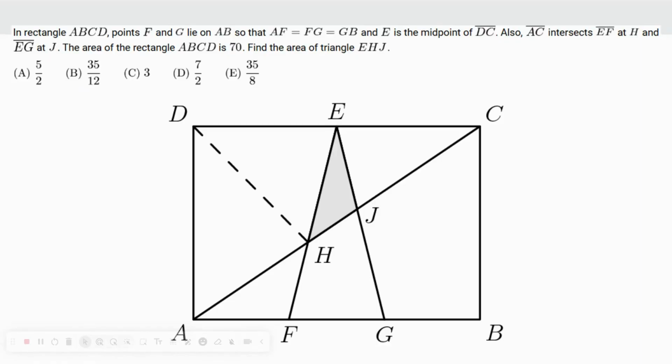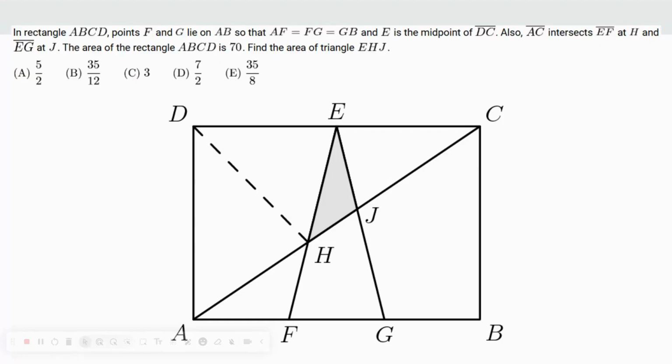The area of the rectangle ABCD is 70. Find the area of the triangle EHJ. So you have answer choices A, B, C, D, and E. A is 5 over 2, B is 35 over 12, C is 3, D is 7 over 2, and E is 35 over 8. So look at our diagram here. We have a rectangle ABCD, and we know that it has an area of 70.